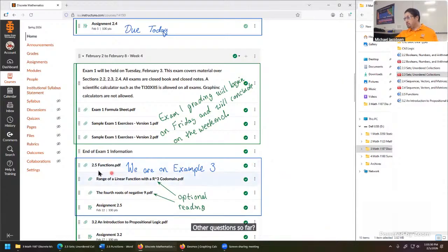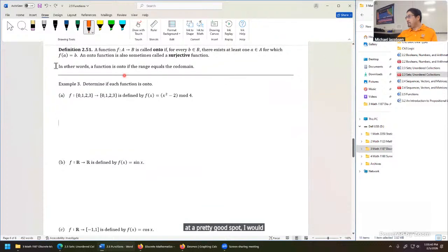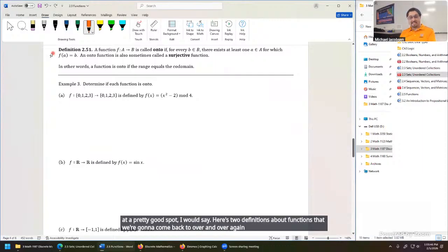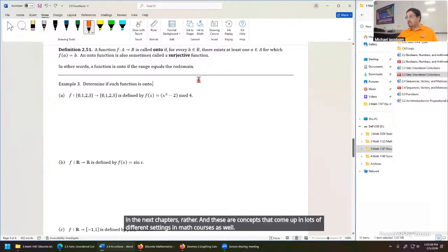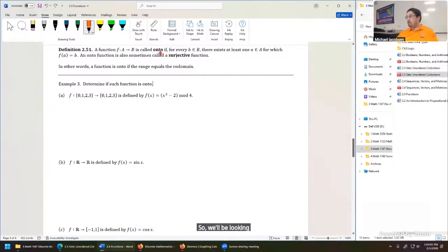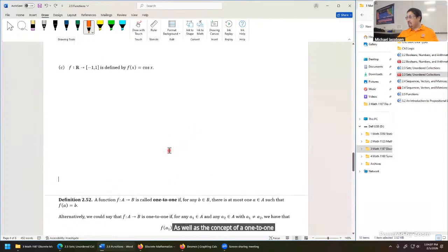Okay, well, let's move into the last part of section 2.5. We cut off this section before going into the exam at a pretty good spot, I would say. Here are 2 definitions about functions that we're going to come back to over and over again in this course. Well, maybe not necessarily over and over again, but we'll be revisiting these definitions later on in the next chapters. And these are concepts that come up in lots of different settings in math courses as well. So we'll be looking into the concept of an onto function, as well as the concept of a one-to-one function.